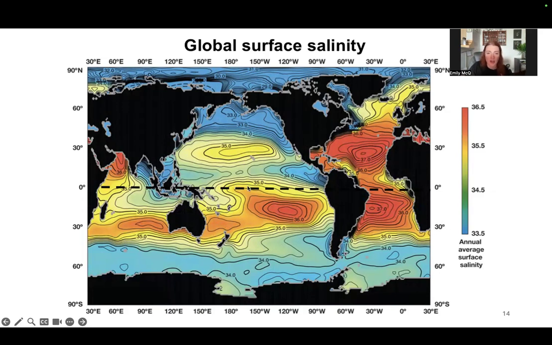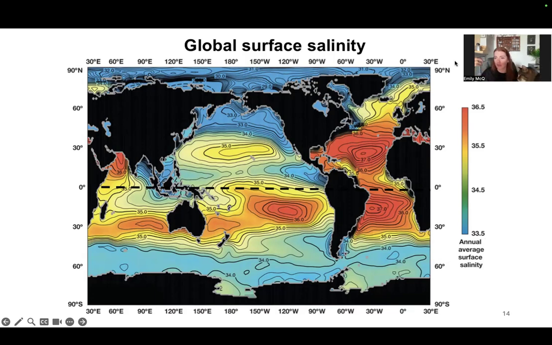So the equator has relatively low salinity. Here's the equator. This low salinity is about here. This is annual average surface salinity. So our blue colors, 33.5, is lower salinity. And I believe this is parts per million. It doesn't actually say. So it's per thousand.